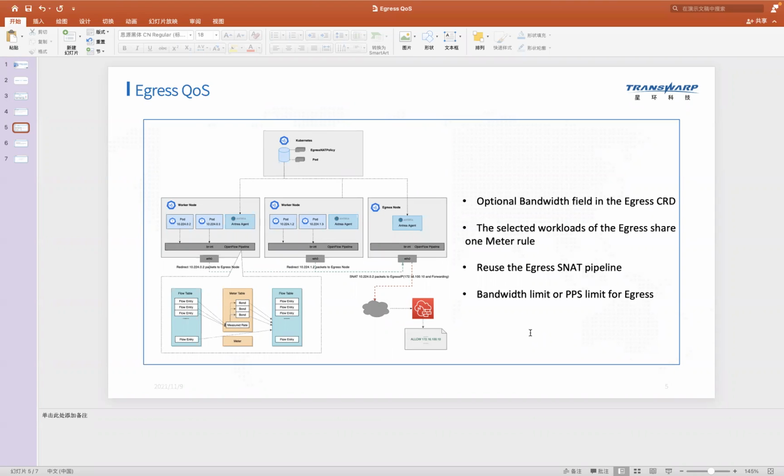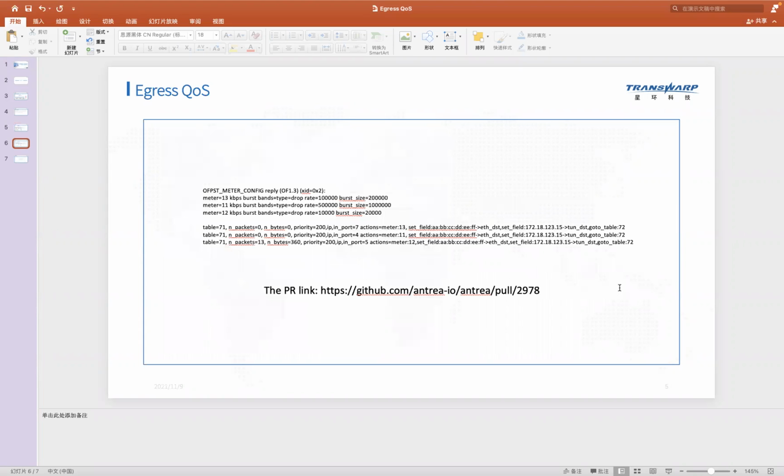We add an optional bandwidth field to the egress CRD to save the bandwidth configuration. And the selected workloads of the egress share one meter rule. We don't need to add a new pipeline for this, just reuse the egress SNAT pipeline. And so we can implement a bandwidth limiter or PPS limiter for egress. These are the detailed egress bandwidth limiter flows, and this is the PR link.